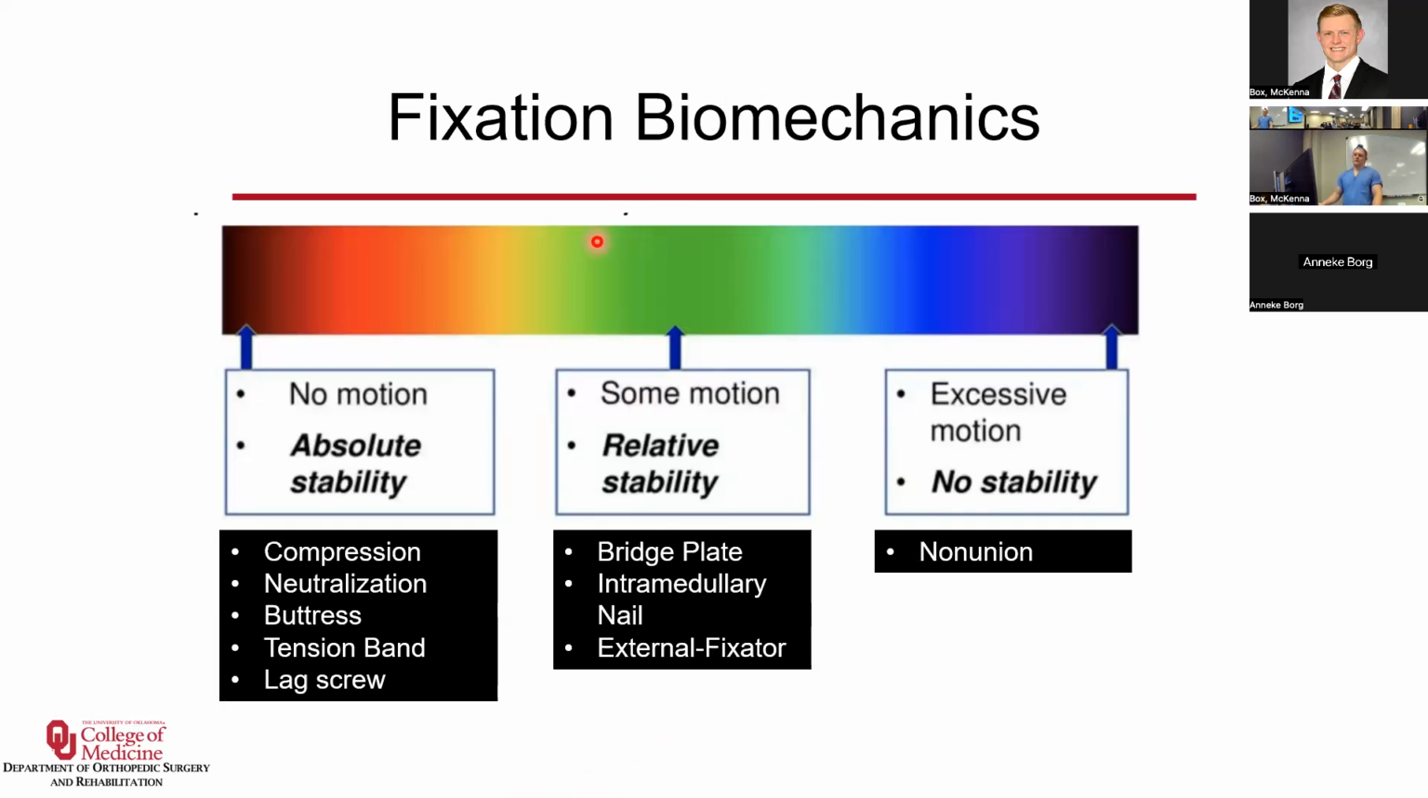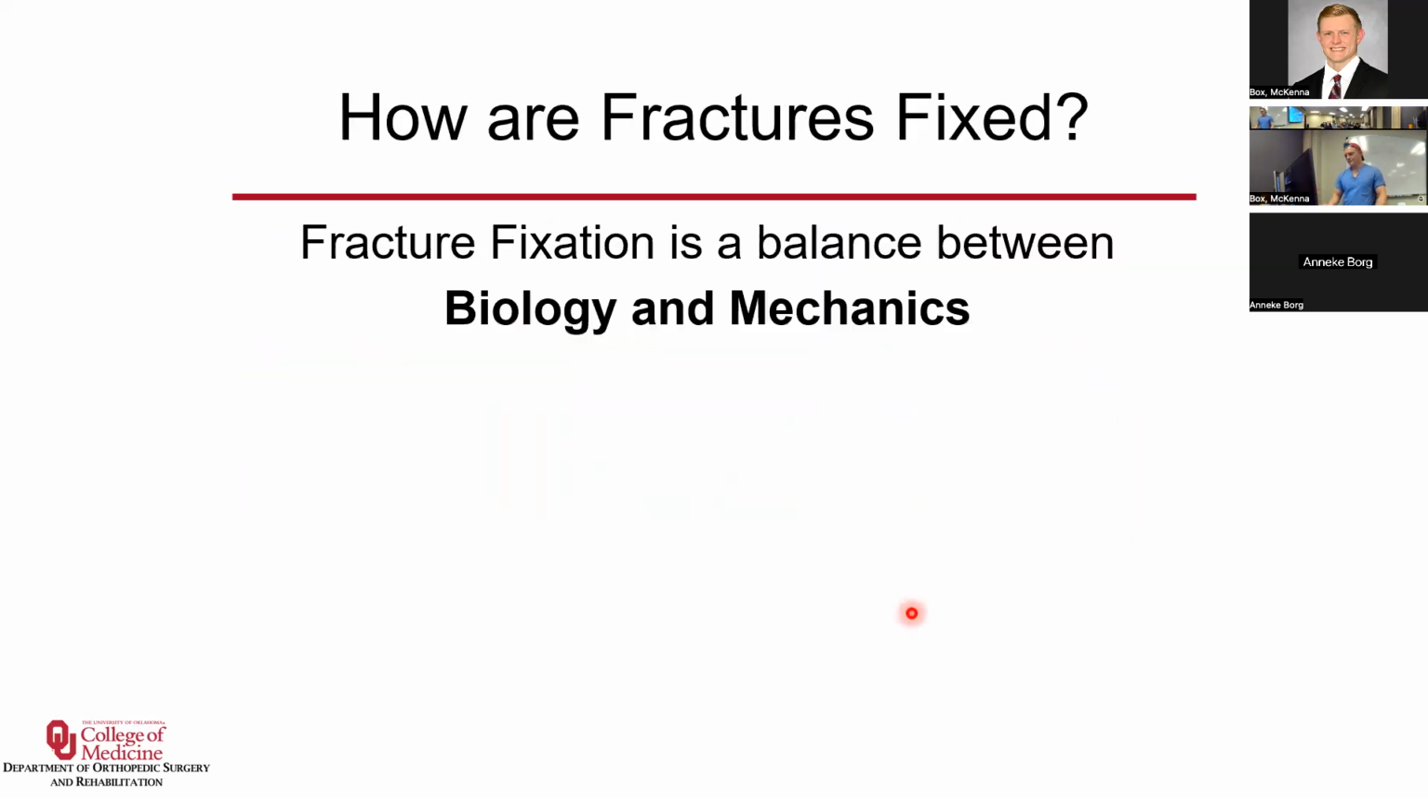Here with some motion, as we form the secondary bone healing or relative stability, you do it with these constructs here. But whenever you have excessive motion, there's not going to be any stability, the bone can't heal. And that's when you end up going on to non-union, or the bone doesn't heal.